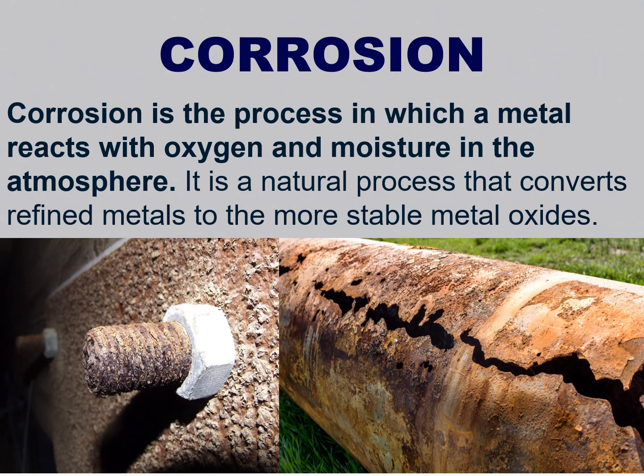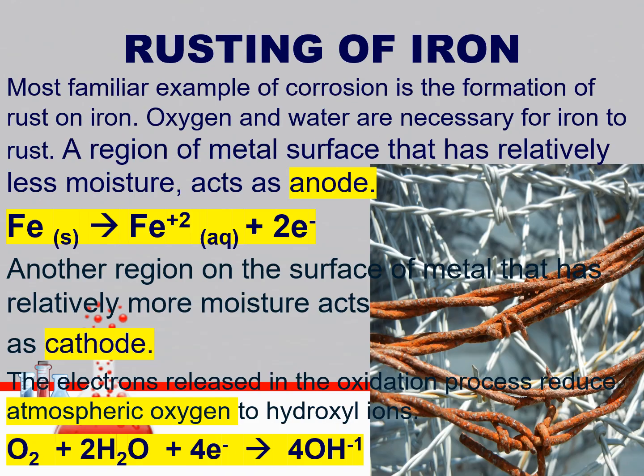The last topic of the electrochemistry is corrosion. Corrosion is a process in which a metal reacts with oxygen and moisture in the atmosphere. It is a natural process that converts refined metal to the more stable metal oxides. Most familiar example of corrosion is the formation of rusting on iron. Oxygen and water are necessary for iron to rust.